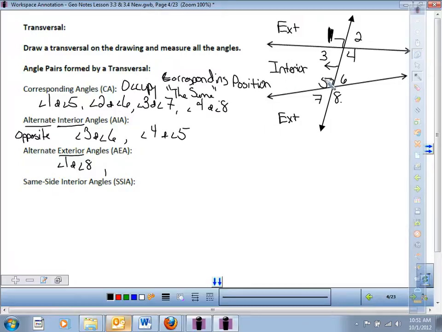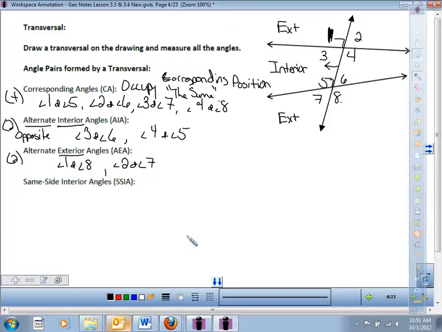Alright, so let's do our other pair. We're going up here to the other exterior angle would be 2. Go down here to the opposite side. This was on the right. This is on the left, so it would be angle 2 and angle 7. Those are alternate exterior angles. Now notice, for corresponding angles, we actually had 4 pair. Here we only have 2 pair. Here we have 2 pair.